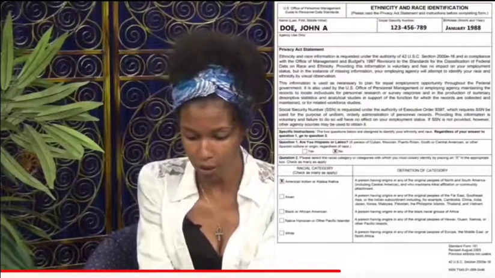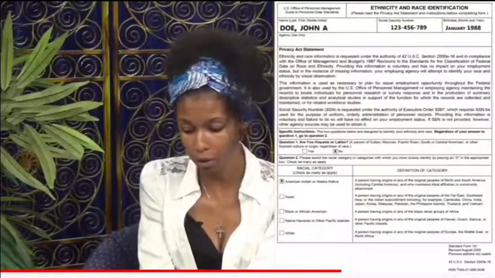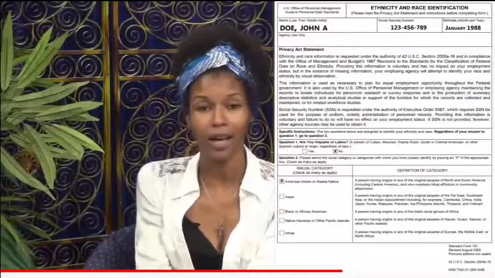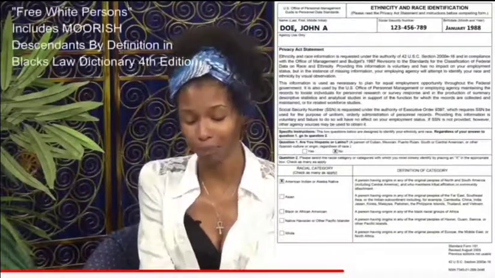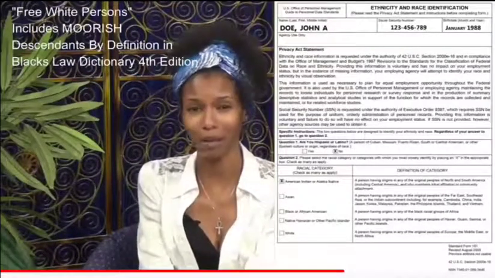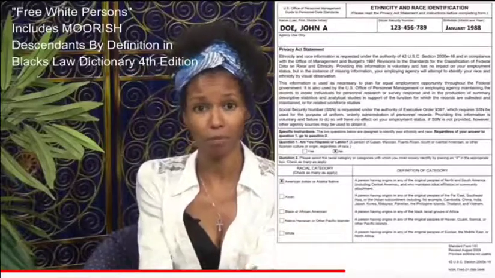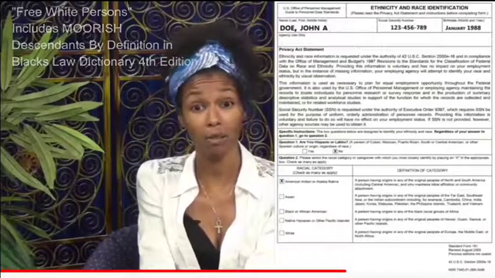White, a person having origins in any of the original peoples of Europe, the Middle East, or North Africa. I clicked that because it applied to me. Okay, and white, it's not what you think that it is. If you look up free white persons, look up that definition. That'll give you a lot more clarity.